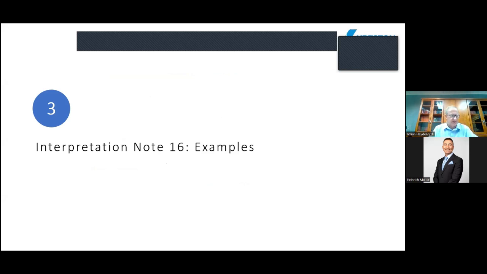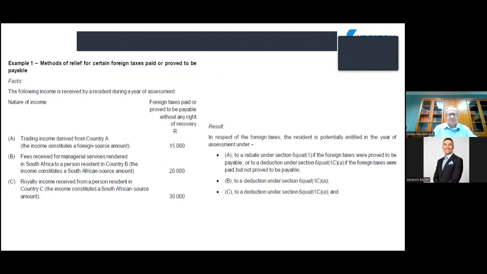All right, let's get to some examples in the last half an hour or so. This explains just the way in which a rebate and a deduction works. So example one gives you a few different scenarios. So A, trading income derived from country A. The income consists of a foreign sourced income. 15,000 Rand of foreign taxes was withheld.